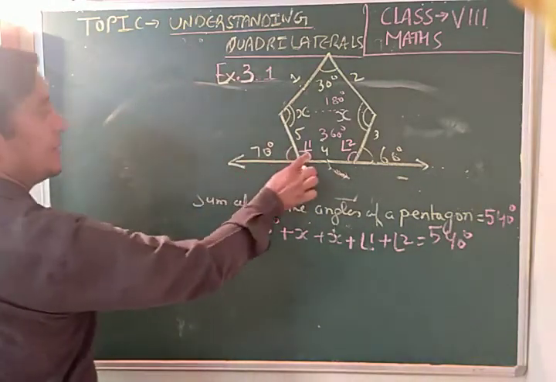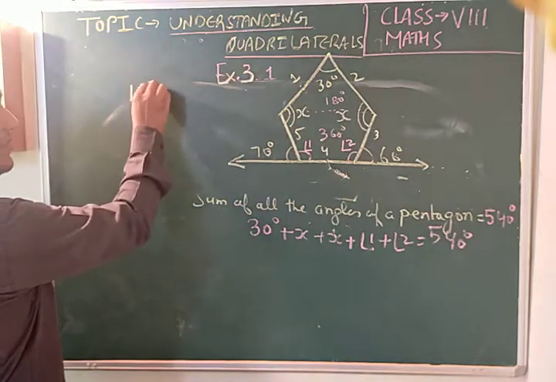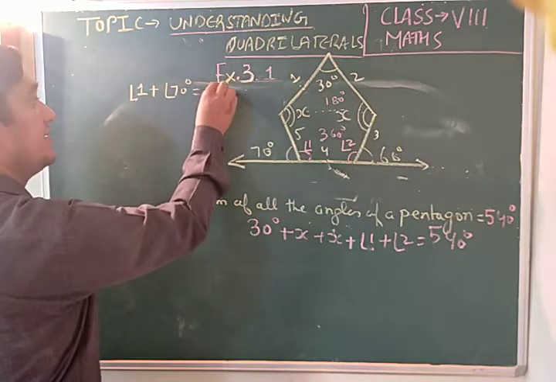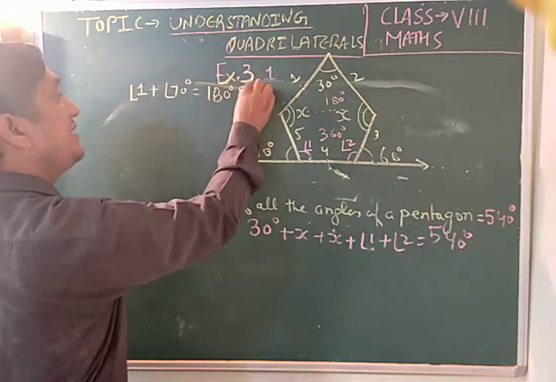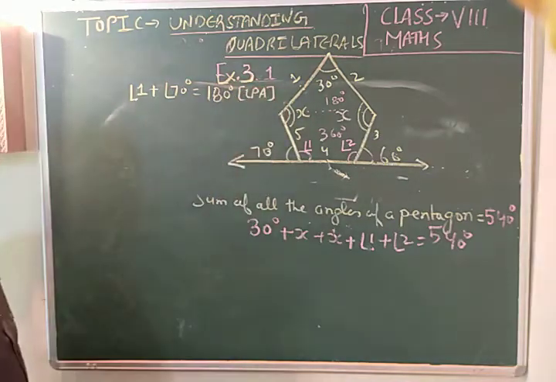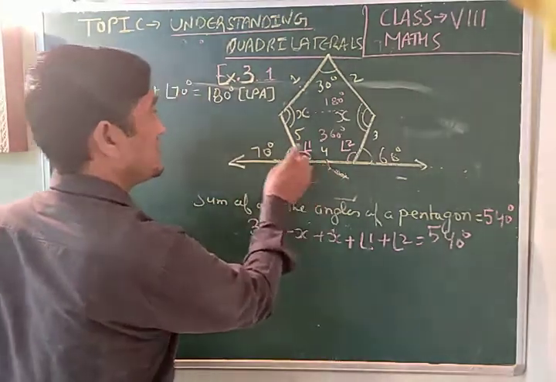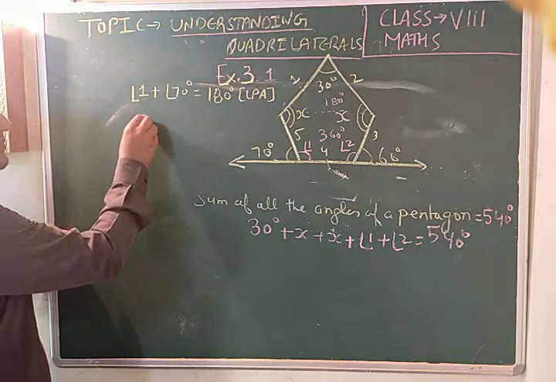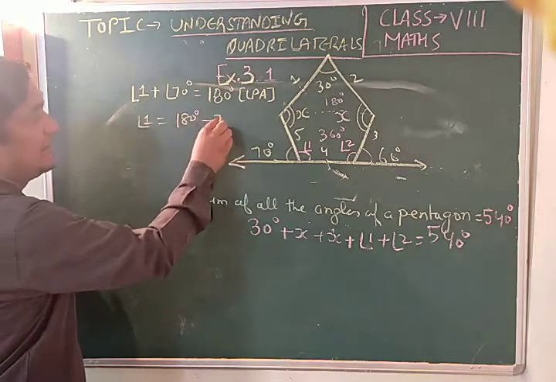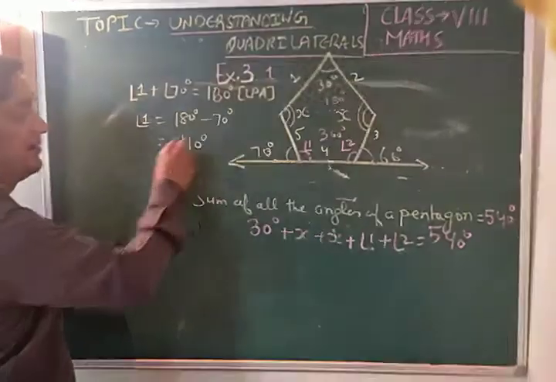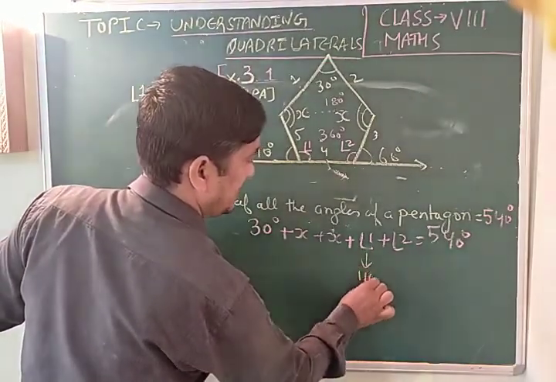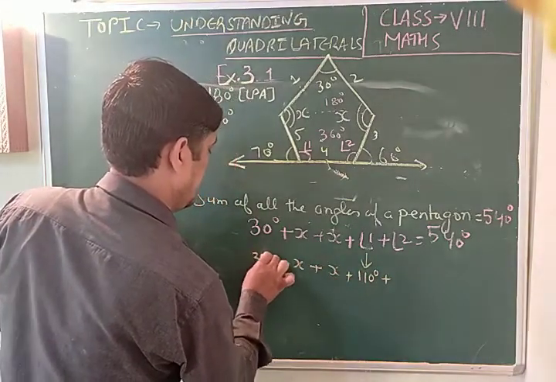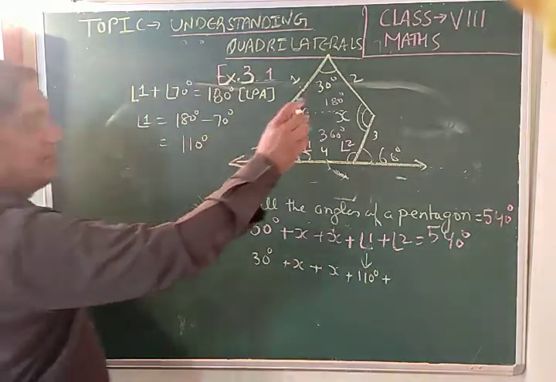Children, we know that this angle 1 and this 70. Angle 1 plus 70 degree is equal to 180 degree. Linear pair axiom. Or you can say angle formed on a straight line always adds up to 180 degree. So angle 1 becomes 180 degree minus 70 degree, that is 110 degree. So the value of angle 1 is 110 degree. This is x. This is 30 degree. Now angle 2. Similarly, we can find angle 2.